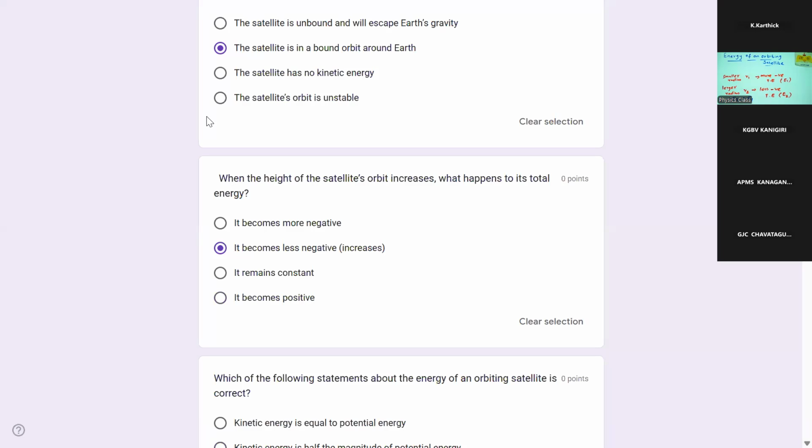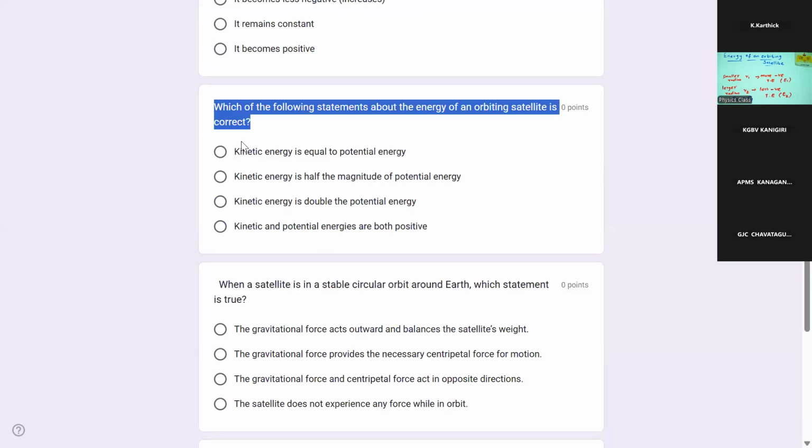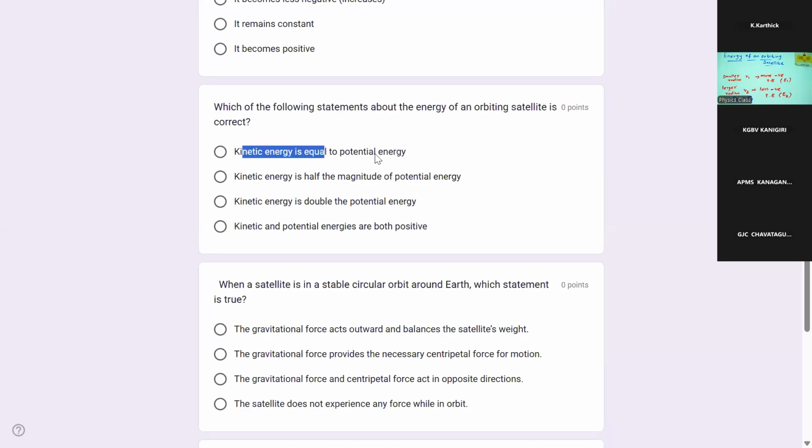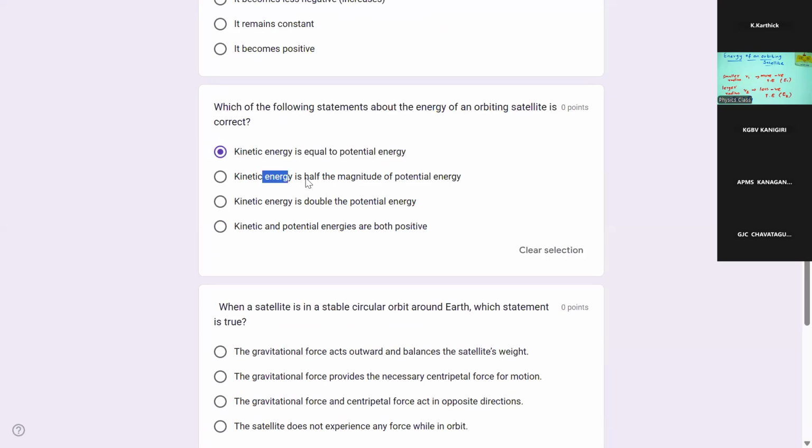And the third one: which of the following statements about the energy of the orbiting satellite is correct? I gave the hint in the class. The kinetic energy is equal to the potential energy. The kinetic energy is half the magnitude of the potential energy. Kinetic energy is double the potential energy. Kinetic energy and potential energy are both positive. Which one is correct in the case of energy?